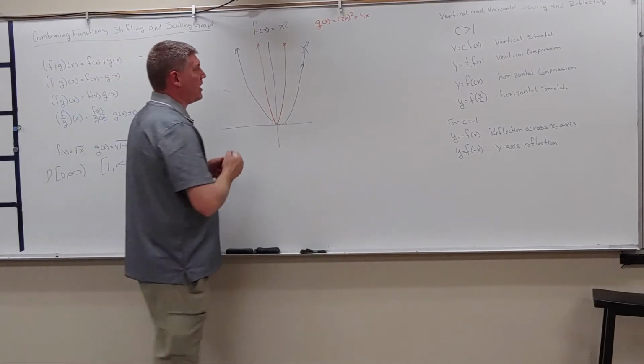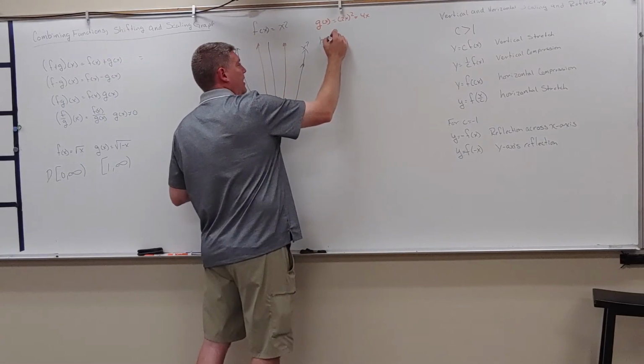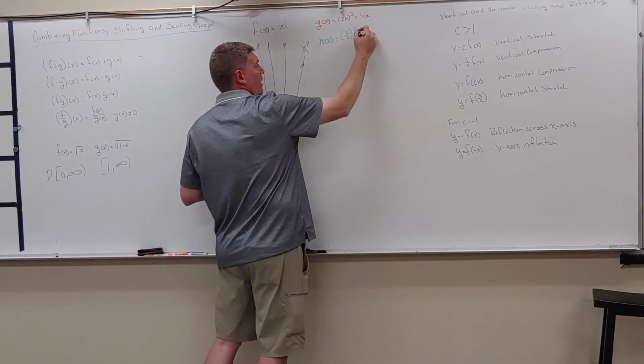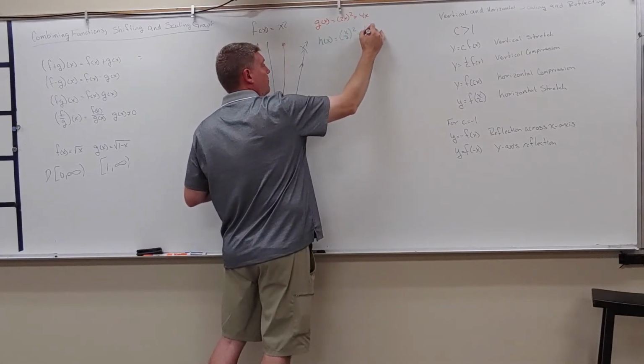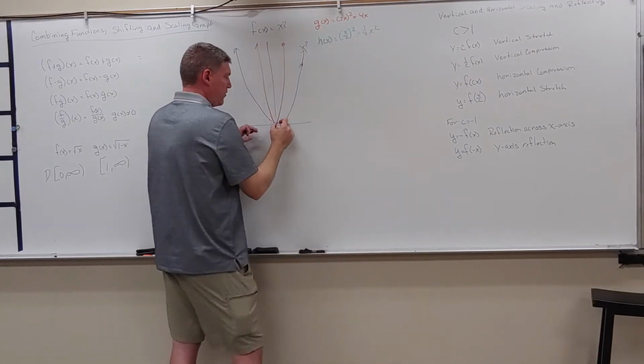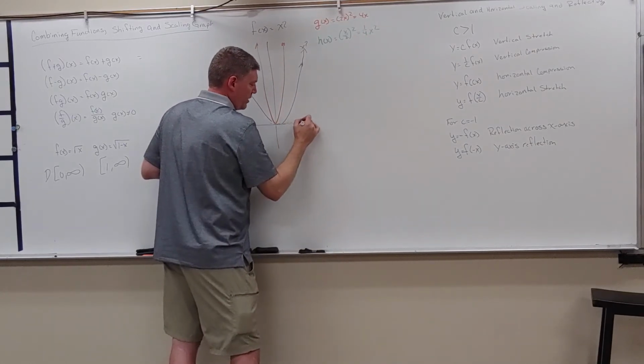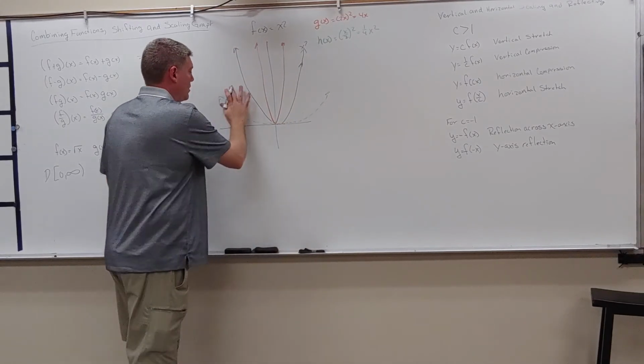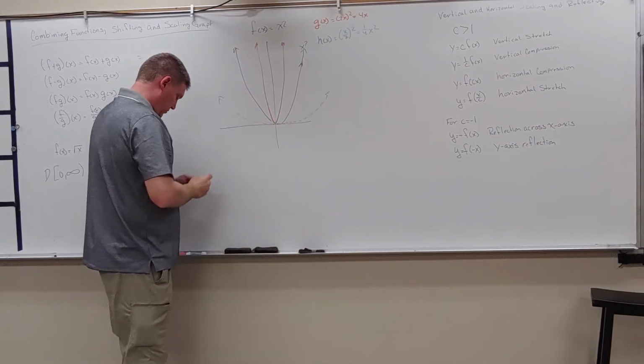So now if I look at h of x, and I say that it's (x over 2) squared, which then becomes 1/4 x squared. Well, 1/4 is taking this and really making it shallower. Okay, so that's a vertical compression.